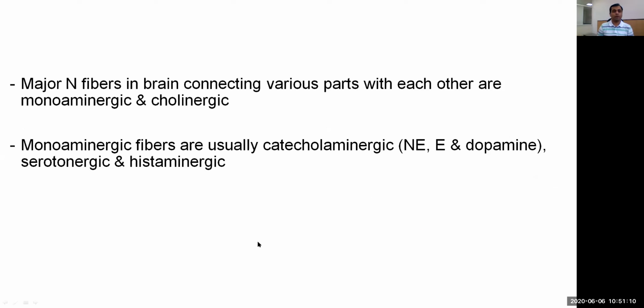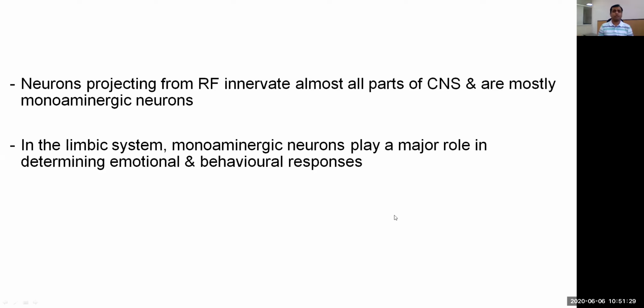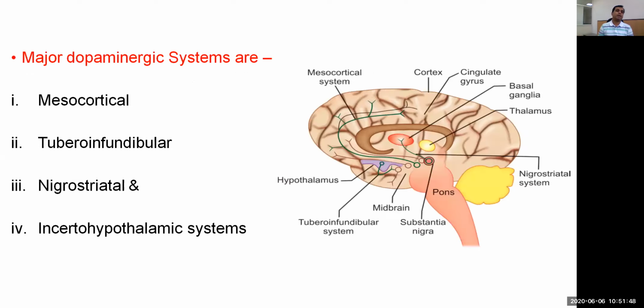The major neuronal fibers in the brain connecting various parts with each other are monoaminergic and cholinergic. Monoaminergic fibers are usually catecholaminergic, that is, fibers which secrete norepinephrine, epinephrine, and dopamine, as well as serotonergic and histaminergic. Neurons projecting from the reticular formation innervate almost all parts of the central nervous system and are mostly monoaminergic. In the limbic system, monoaminergic neurons play a very important role in determining emotional as well as behavioral responses.